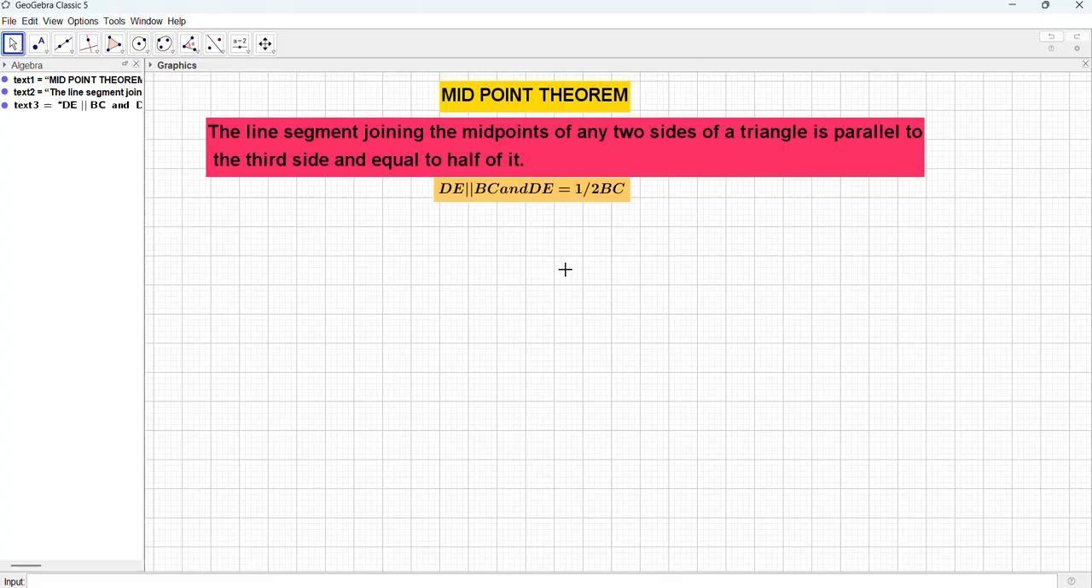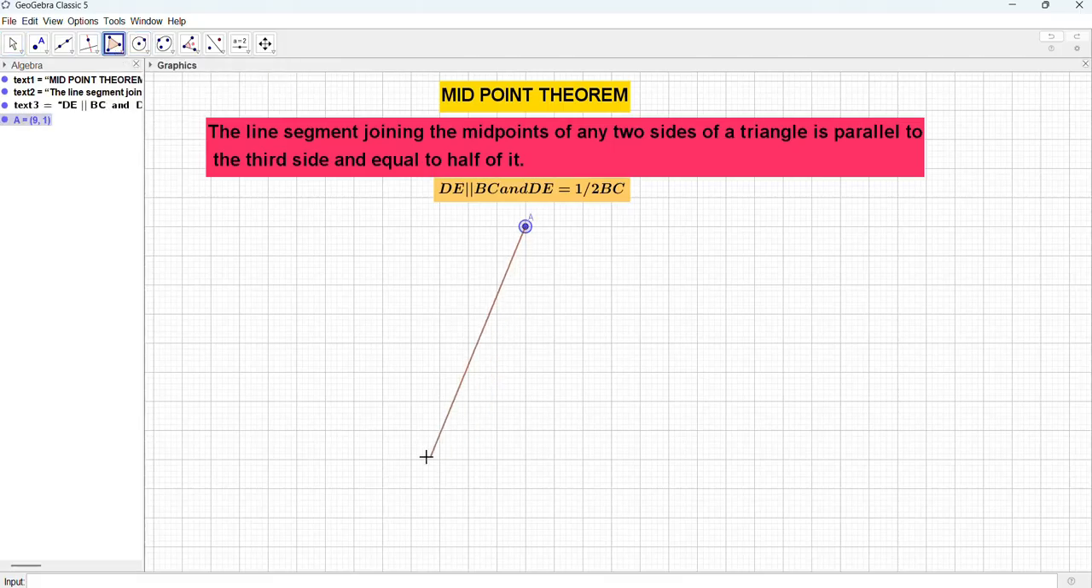In the quadrilateral chapter you have a midpoint theorem, and the theorem says that the line segment joining the midpoints of any two sides of a triangle is parallel to the third side and equal to half of it. So let's first draw a triangle.